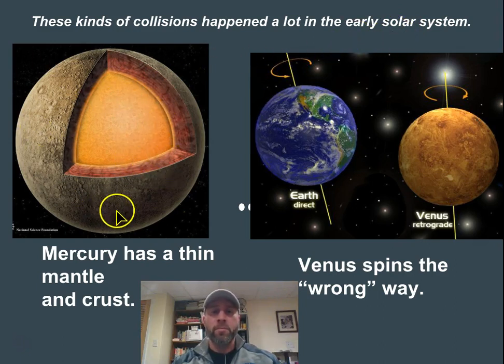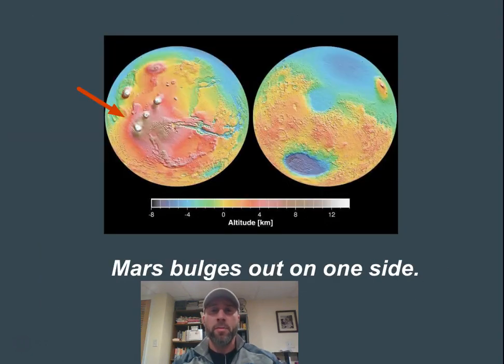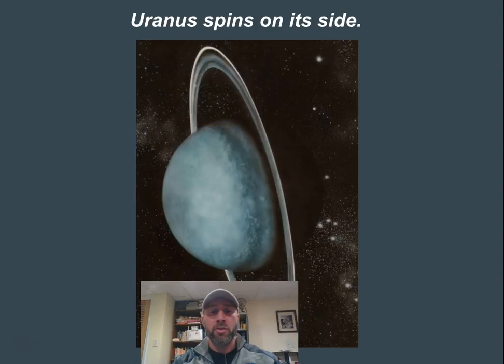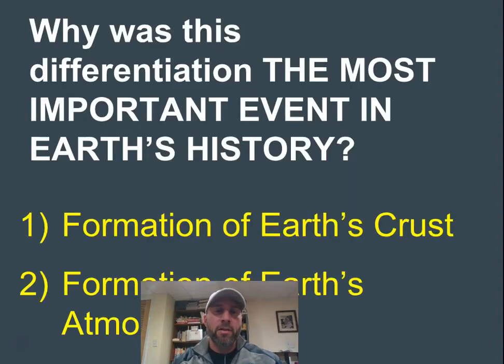So Mercury has a real thin mantle and crust. Venus spins the opposite direction, implying maybe it was struck by an object. Okay, Mars bulges out on a side, which is evidence of it being struck by something. Uranus spins on its side. Okay, so it doesn't spin this way; it spins that way. So again, this is all evidence that we were struck by something large early on.